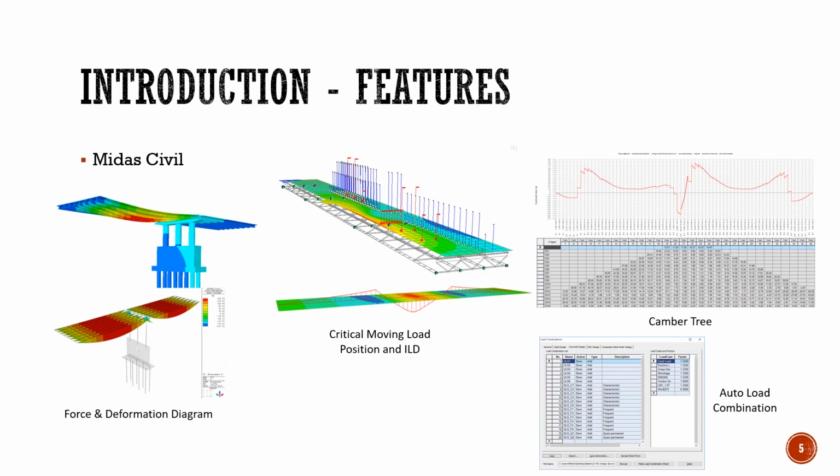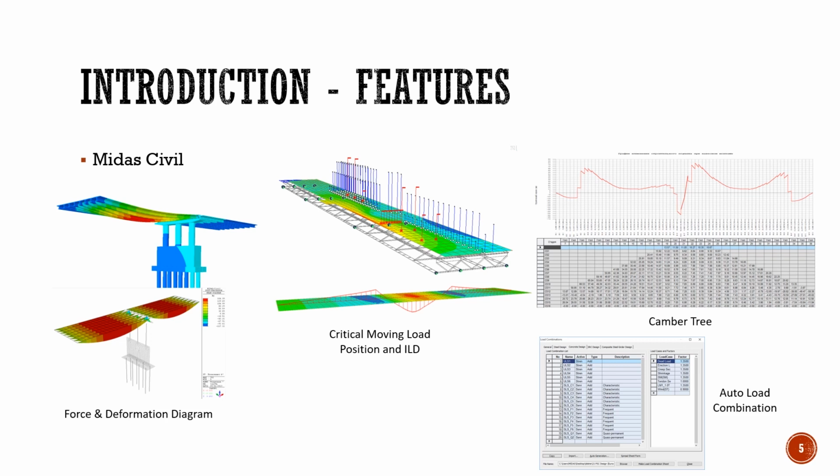The MIDAS Civil helps us to visualize the forces, deformation, and the entire structure. Further, the critical position of vehicle can be obtained for governing load case using the moving load tracer tool of MIDAS Civil. Further, we have options of generating camber tree for the manufactured or prefabricated precast structures and construction camber for cast in situ structure, which is very useful for precast for steel as well as concrete structures.